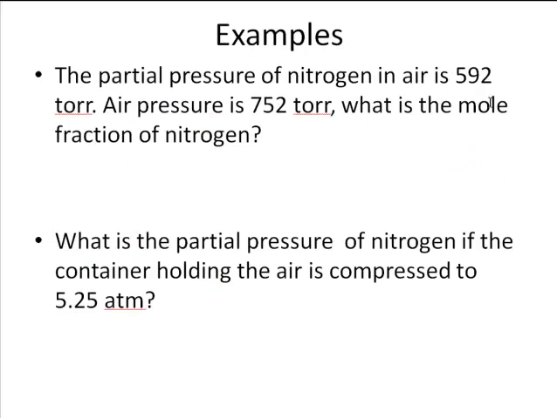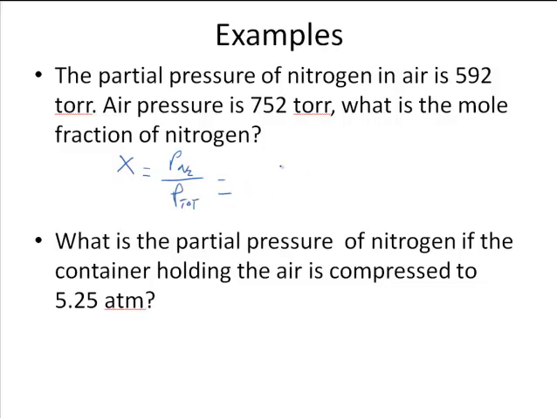So the partial pressure of nitrogen in air is 592 torr. The air pressure is 752 torr. And what is the mole fraction of nitrogen? So I'm just going to write the little formula here. So we've got chi, which is mole fraction. And that, in this case, is going to equal the pressure of nitrogen, N2, over the pressure of total. And that's really of air, right?